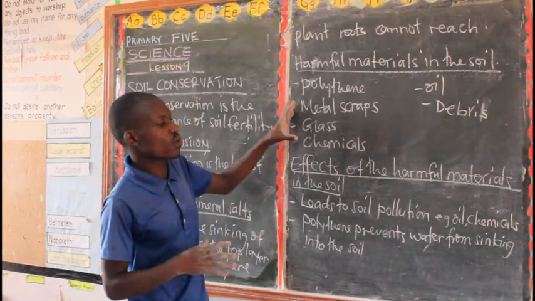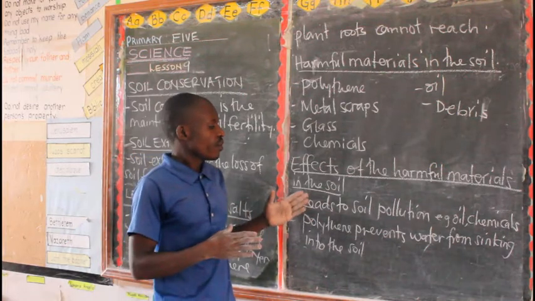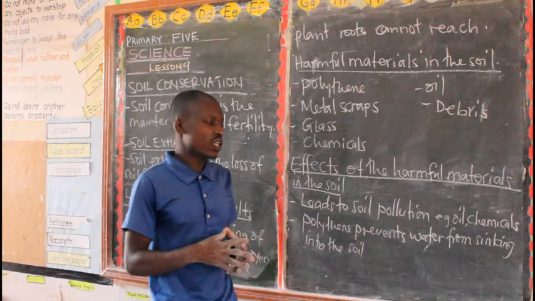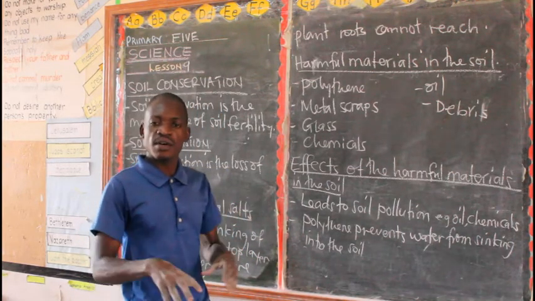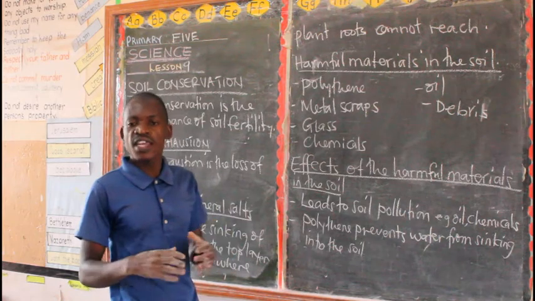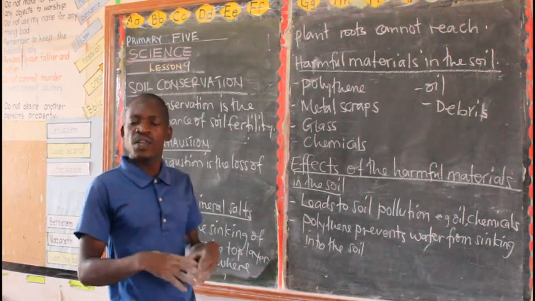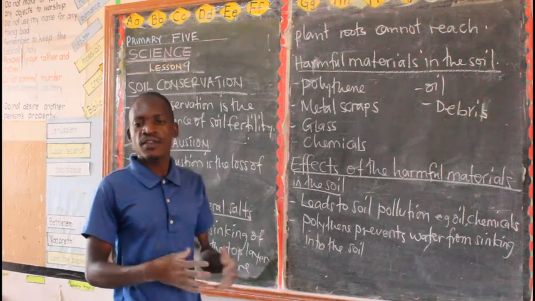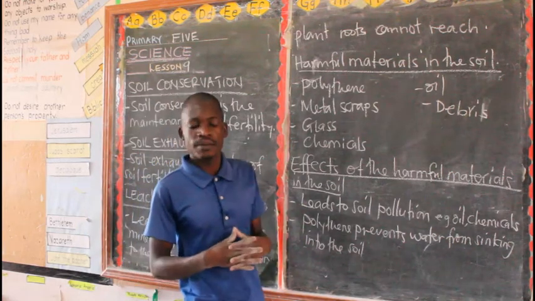So these materials affect the soil in the way that one of the effects of these harmful materials is that they lead to soil pollution, e.g. oil and chemicals. These chemicals, when they enter our soil, kill the living organisms in the soil. And these living organisms are very important in the way that they help to aerate the soil. But if they are killed, automatically the soil will be polluted.